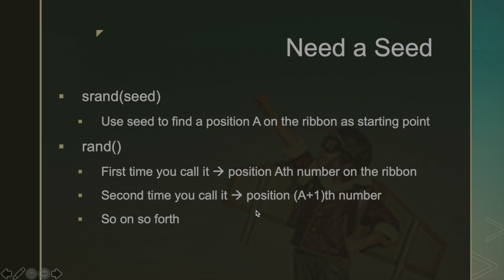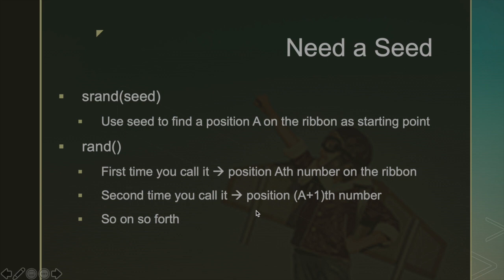It means that the seed will actually give a definite number. What I mean is that there must be a formula that they use. You give them a seed, and then they use that seed to calculate a certain number. So if you give them a 10, every time the calculation will come out as, for example, the 100th position on the ribbon. So that's how srand works.